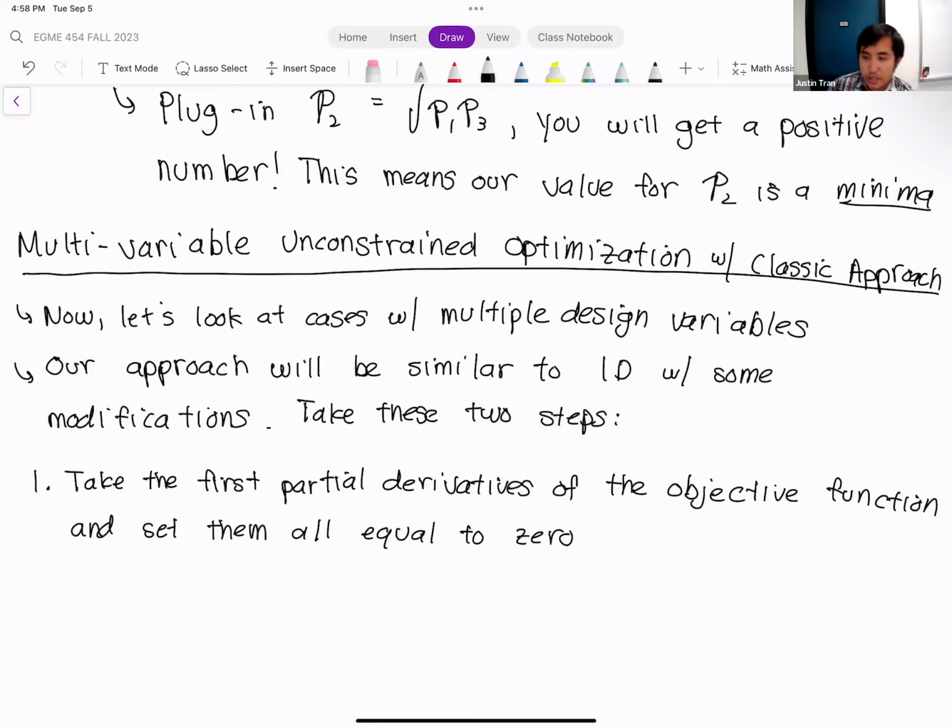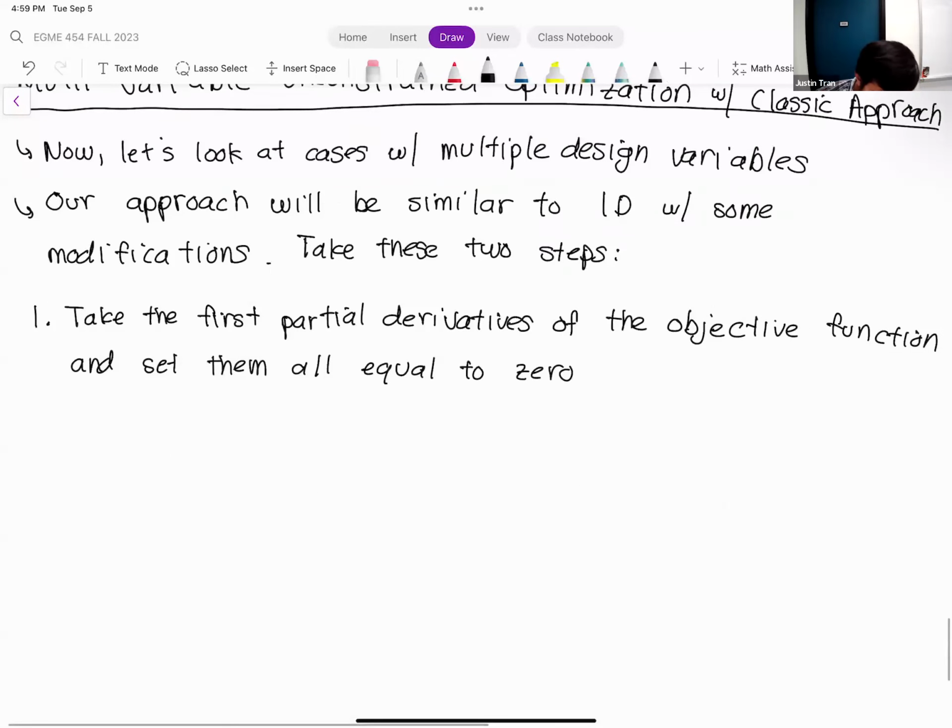Okay. And so we're going to take all the first partial derivatives of the objective function, and the number of partial derivatives that we're going to have equals the number of design variables, and we're going to set them all equal to 0. And so mathematically, it's going to look like this, and I'm going to use partial derivative notation here because we're in a multi-dimensional case. We have partial f, partial x1 is equal to 0.